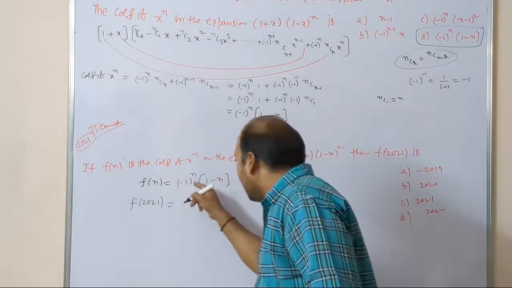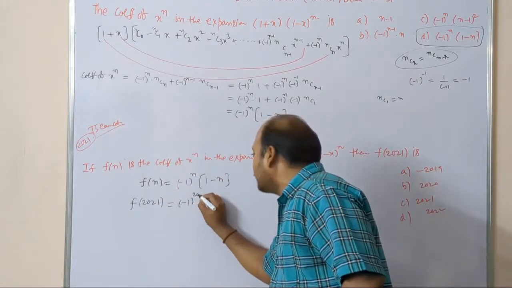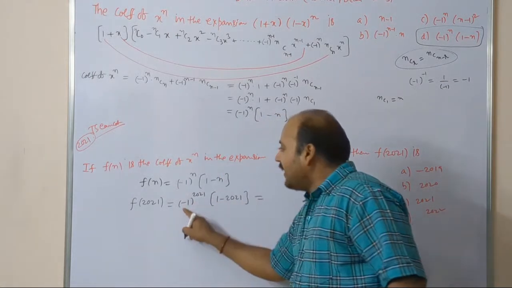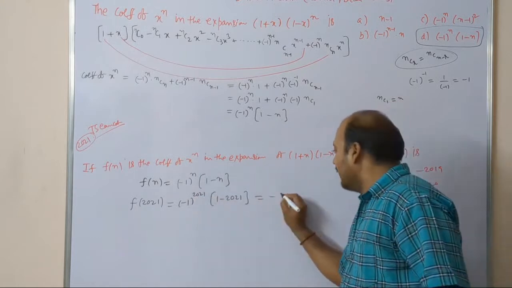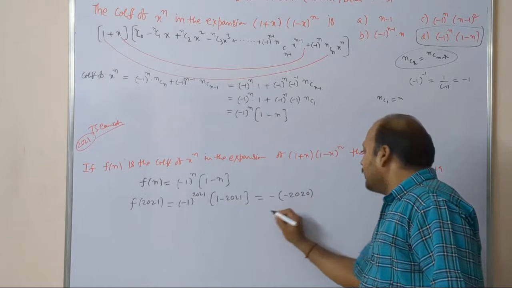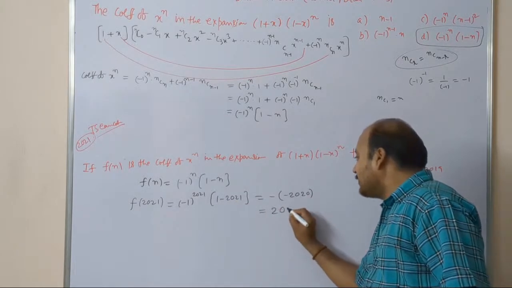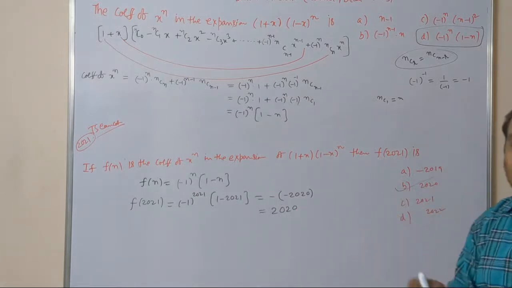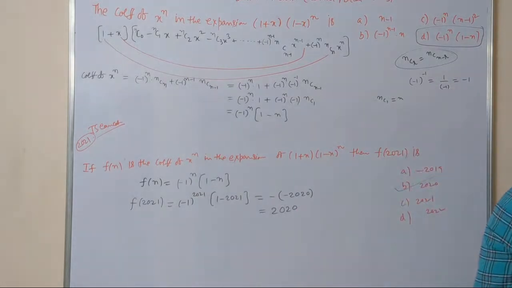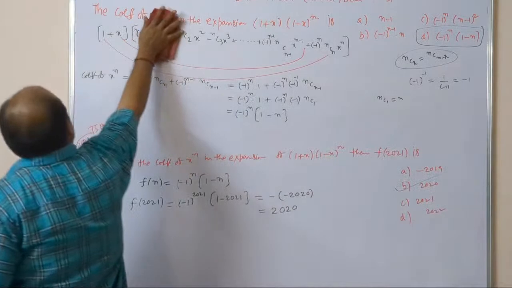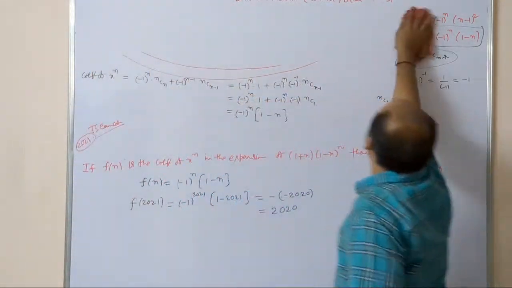So wherever n is there, replace with that. Minus 1 whole power 2021, 1 minus 2021. Minus odd power, minus only will come. 1 minus 2021 is minus 2020. So minus into minus is plus. So 2020 is the right answer. It is there in option B. Okay. Any doubts are there? Please write to my comment box, dear students. I will help you. And we will discuss more concepts, shortcuts and what questions they are asking in the exam.